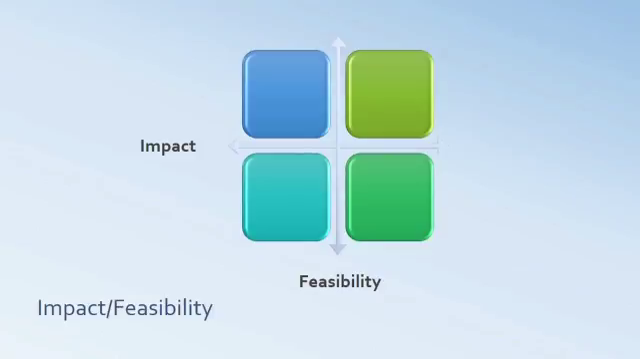The other parameter is feasibility. How feasible would it be to accomplish that action or goal? Now, feasibility should not be confused with ease, because there are a number of things that should be considered as you assess the feasibility of any goal or action.